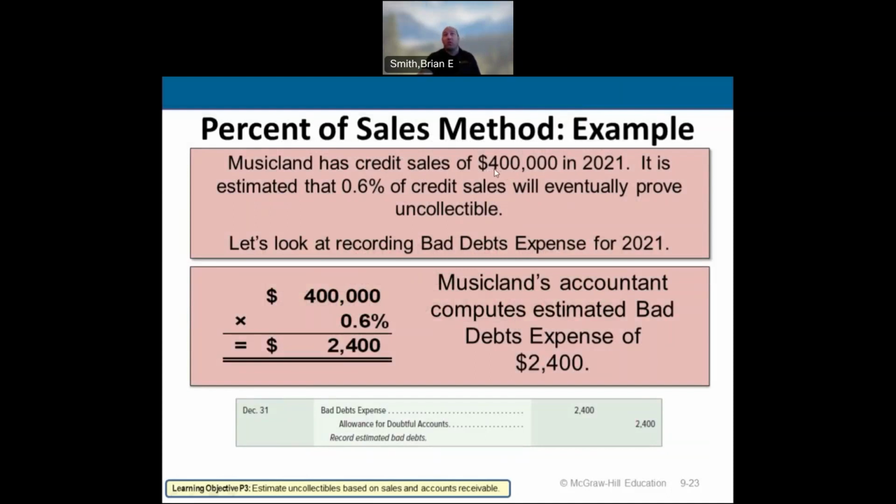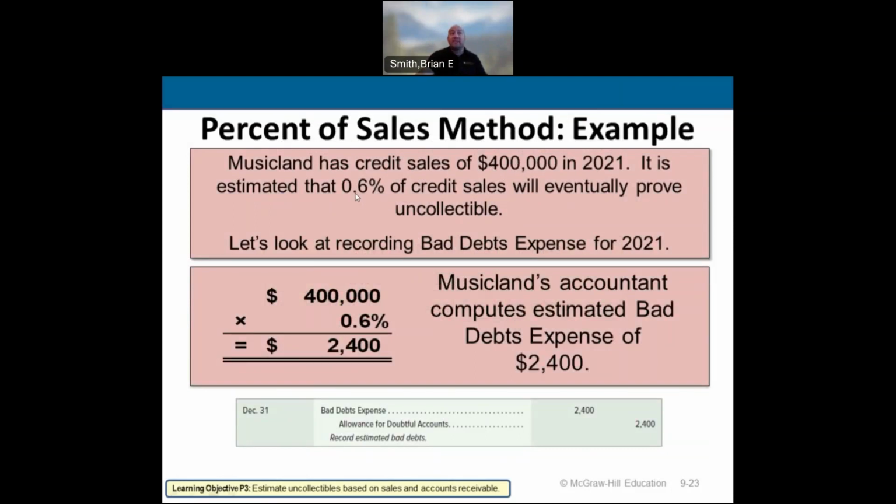They could have had another $200,000 of actual cash sales for a total of $600,000 in revenue. Okay, but we're only looking at credit sales. I keep emphasizing that because I want to make sure you guys know we're only dealing with credit sales. Cash sales, we're happy. We prefer cash sales. It's easier to do that.